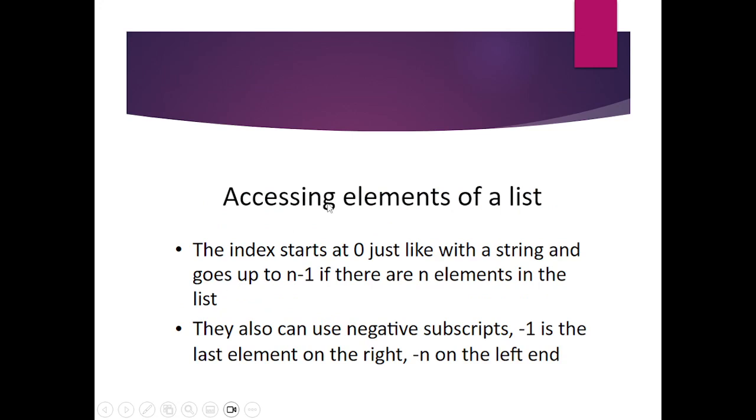Accessing elements of a list. The index starts at 0, just like with a string, and goes up to n minus 1 if there are n elements in the list. We can also use negative subscripts, where negative 1 is the last element on the right, and negative n is on the left end. So if we have positive subscripts, we also have negative subscripts.